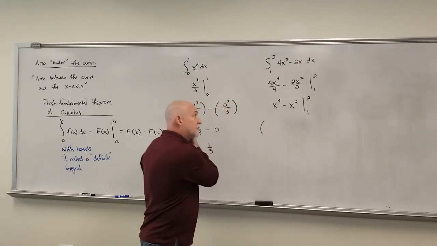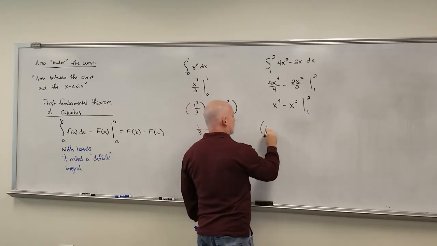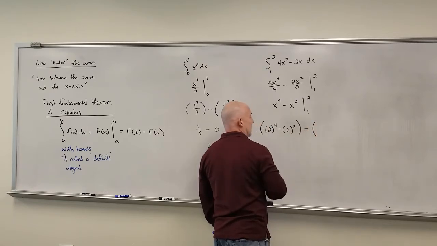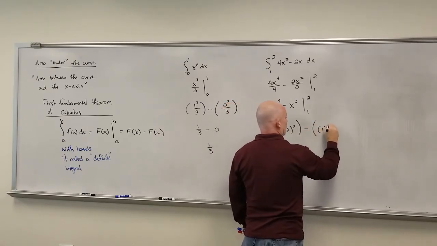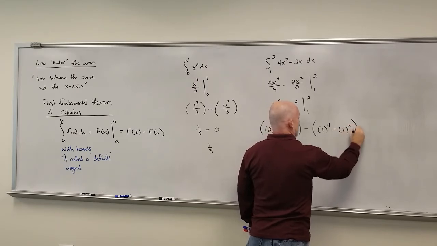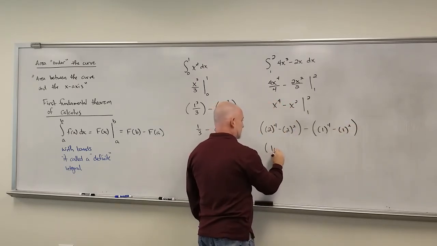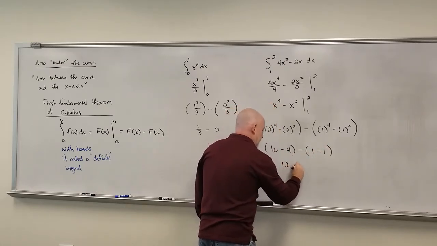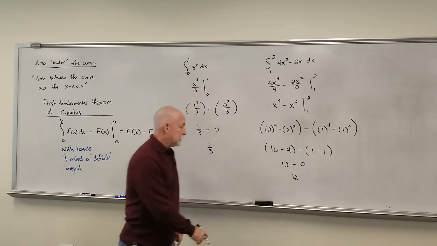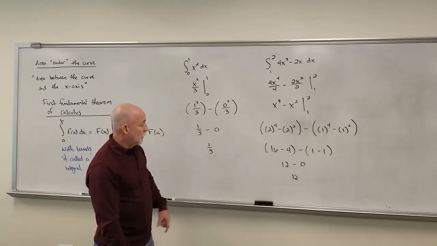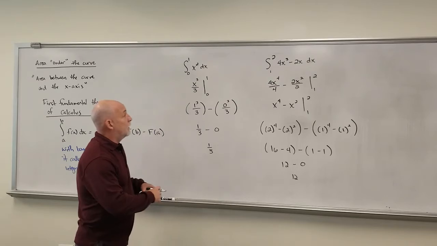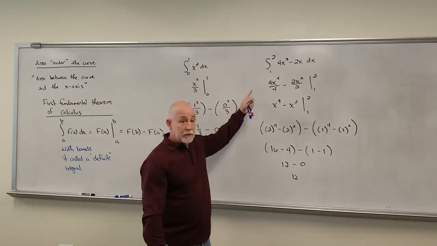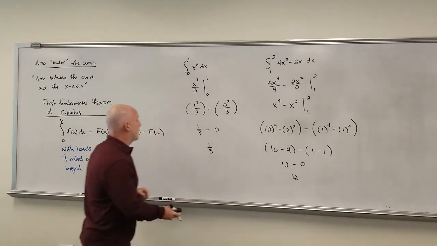Make sure you're using parentheses at this next step. When you plug in the top endpoint, you get 2 to the 4th minus 2 squared, minus, then when you plug in the bottom endpoint, that's 1 to the 4th minus 1 squared. So this is going to be 16 minus 4 minus 1 minus 1. So 12 minus 0, which would be 12. Okay, so there you go. You notice the only thing that we've added by adding a definite integral is we have some arithmetic to do at the end. Our integration is exactly the same.